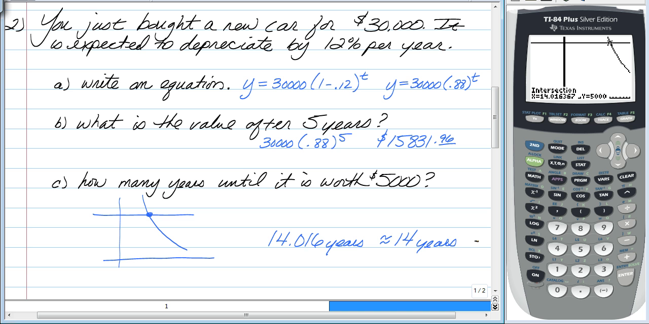So when it's that close, we can say that it's going to be approximately 14 years. Now, if that was 14.6, then you definitely want to say 14.6. You don't want to say 15 years. But when you're at something like 14.0, you can just go right ahead and say 14 years until it's worth $5,000. All right, that's exponential decay.